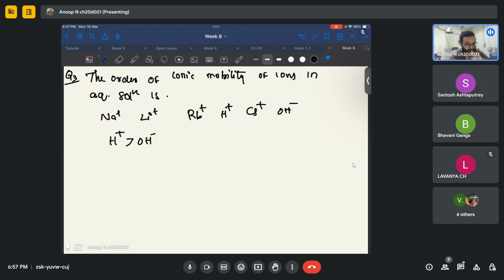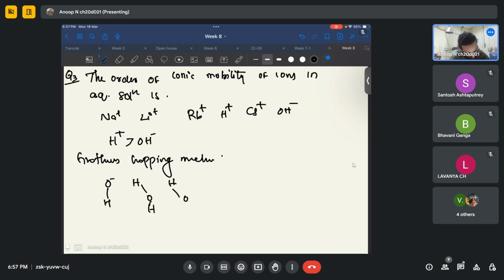OH minus. So why H plus? We have already seen the Grotthuss hopping mechanism. Similarly, there is an OH minus. There is a water molecule HOH, then another water molecule HOH. It will make a bond here and discharge. Similarly, it will make a bond again, here it detaches. Like that, OH minus can also propagate.